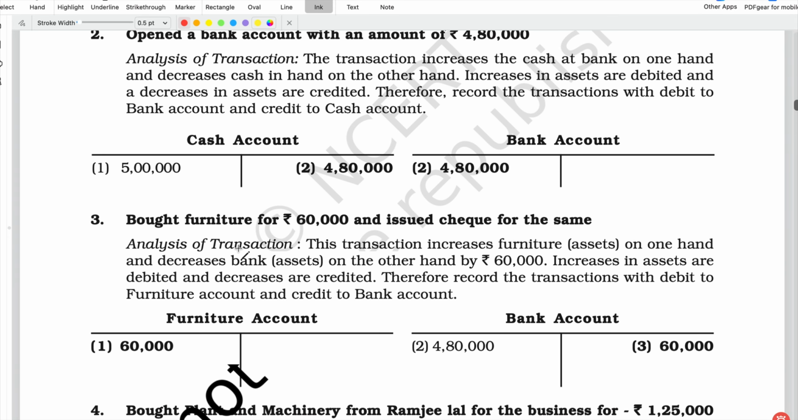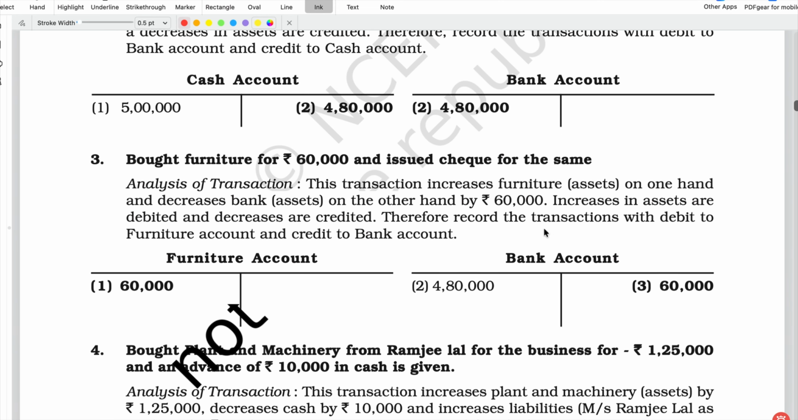He is buying furniture for 60,000 and issued a check for the same. So he is buying furniture and paying it through a check. Furniture is an asset. There is an increase in the value of the asset, so the furniture account will be debited.